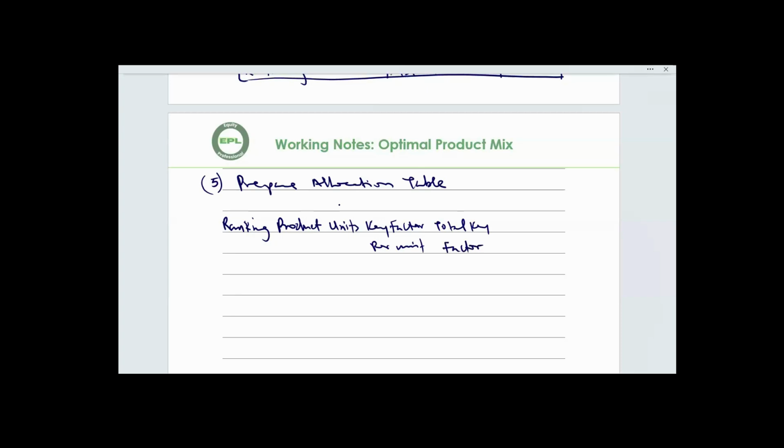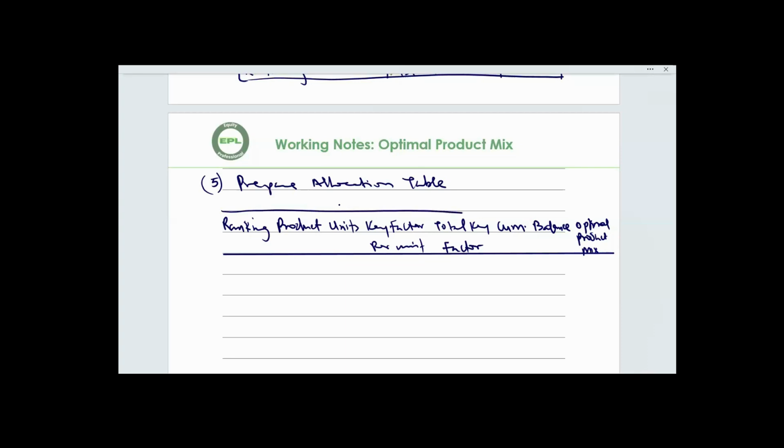After total key factor, you need to have cumulative of your total key factor. No space, so I need to put it CUM. CUM simply means cumulative. Then after cumulative, you are going to have balance. Then after balance, you are going to have optimal product mix. That's your final answer, where there is no minimum allocation.